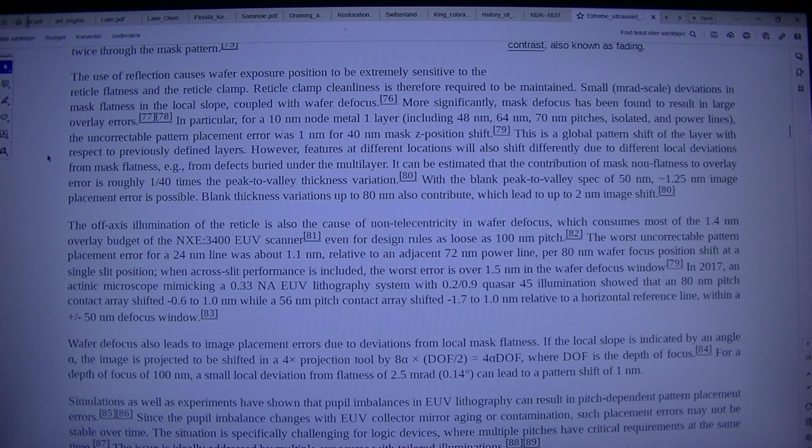However, features at different locations will also shift differently due to different local deviations from mask flatness, for example, from defects buried under the multilayer. It can be estimated that the contribution of mask non-flatness to overlay is roughly 1/40 times the peak-to-valley thickness variation. 80. With the blank peak-to-valley spec of 50 nm, 1.25 nm image placement error is possible. Blank thickness variations up to 80 nm also contribute, which lead to up to 2 nm image shift.